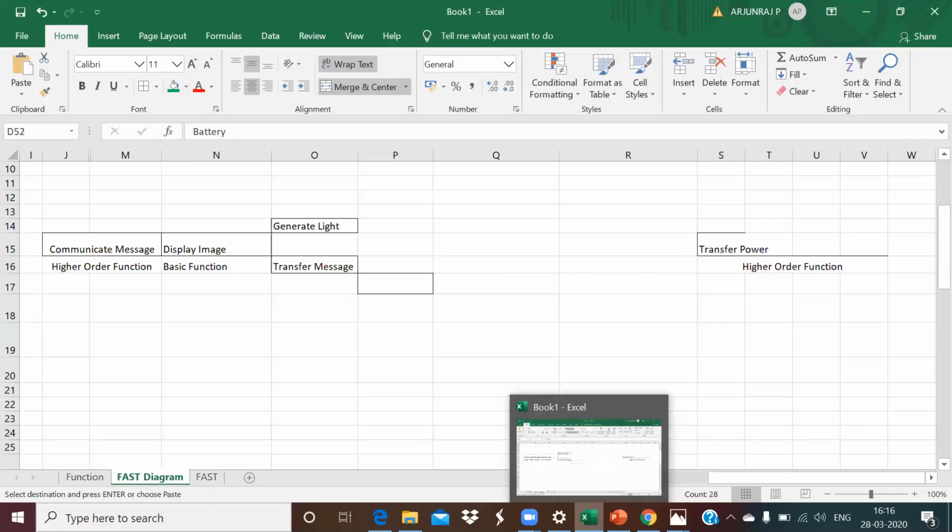If it is incomplete, we could continue with the FAST diagram. Exactly. So for the processor, the basic process is process data.